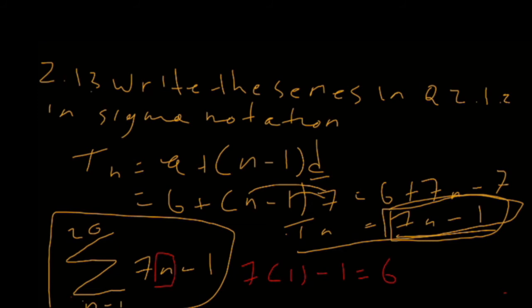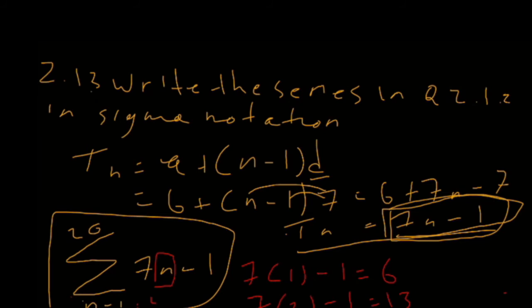And then n equals 2. Let's do that. It's 7 times 2 minus 1, which is 14 minus 1, should give you 13. And then going on to the third term, 7 times 3, which is 21, minus 1 should give you 20.